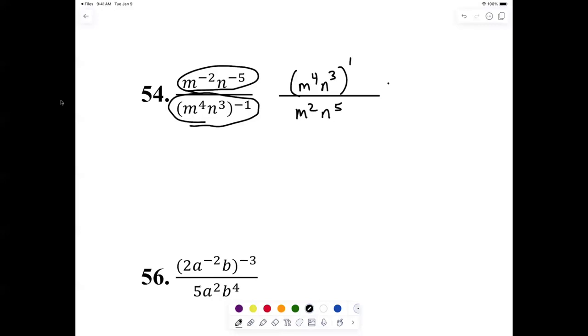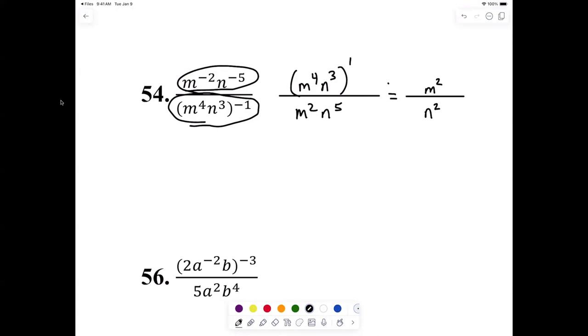Anybody have any issues? Leah, is that good for you? All right, so how many m's up top? How many on the bottom? Which means there's what? 2 left on top. And what about the n's? 2 on the bottom. All right, Mr. Greep, what's the problem? Okay, good. So you understand that, Leah? Did that help?